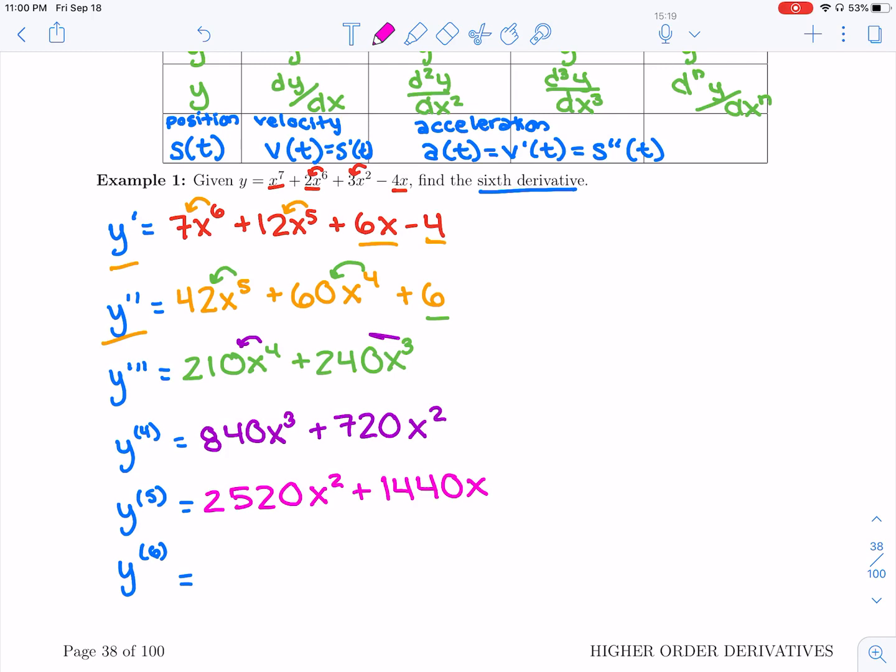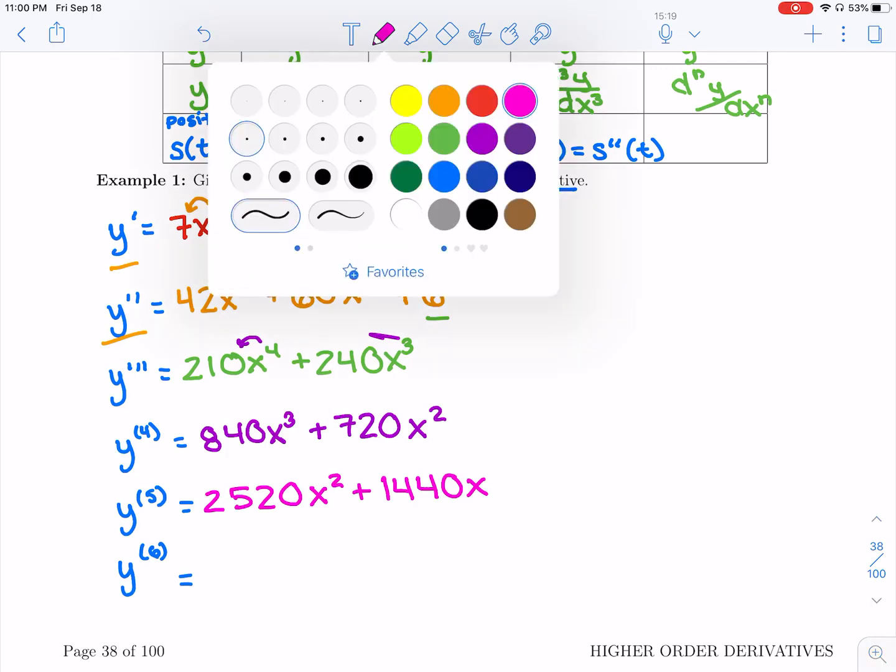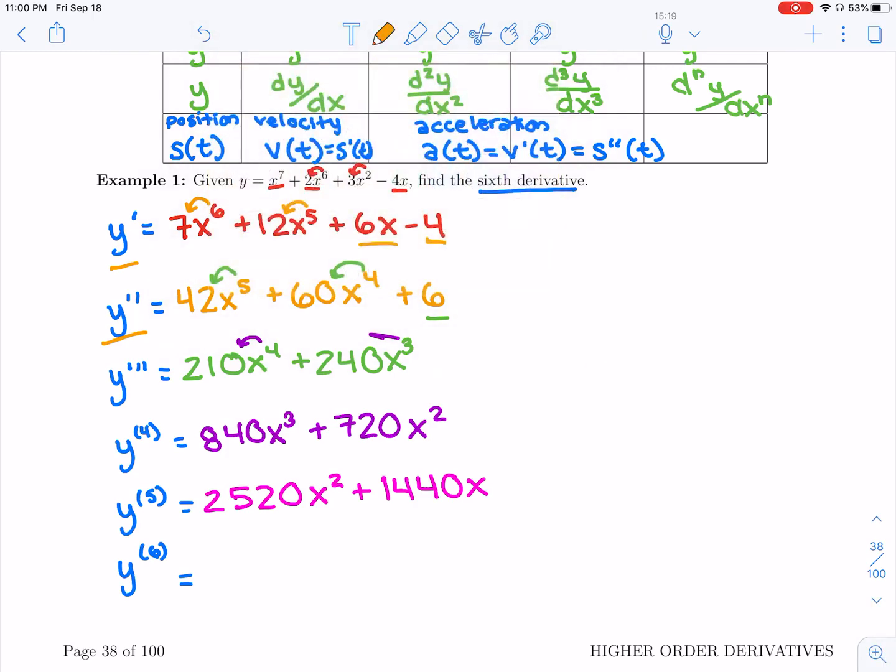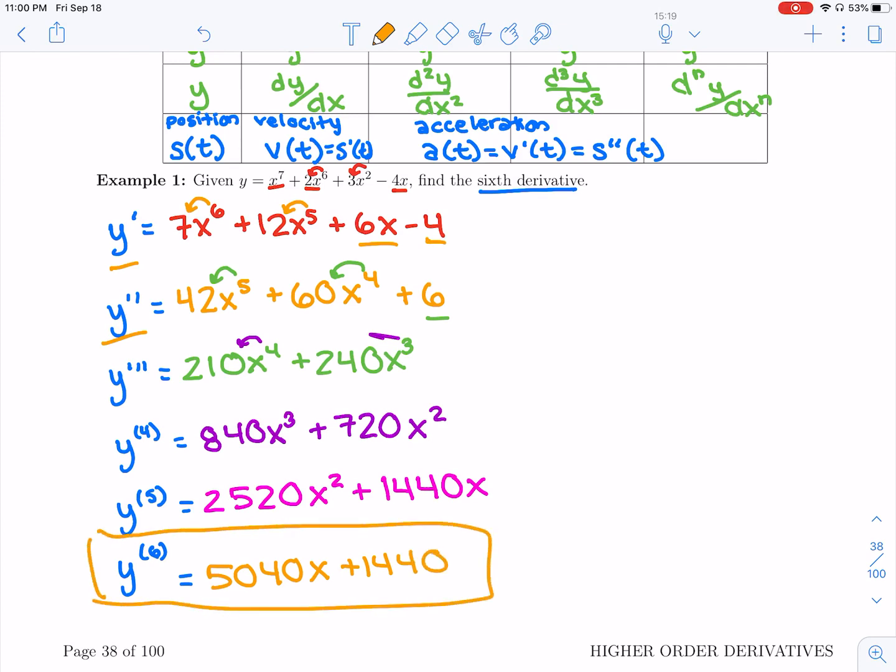Lastly, I'm asked for the sixth derivative, so once I find this, I get to stop. I'm running out of colors here. So I'm going to do 2520 times 2, which is 5040x, and then the derivative of 1440x is 1440. So it took me a while, but it wasn't too difficult. Take the derivative of a derivative. Once you can take a first derivative, you can take any derivative that you want to.